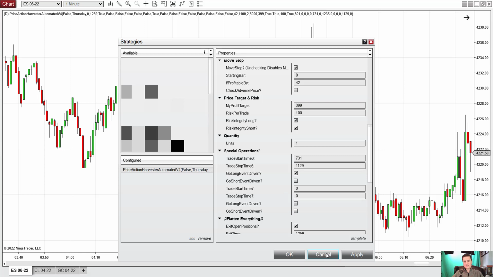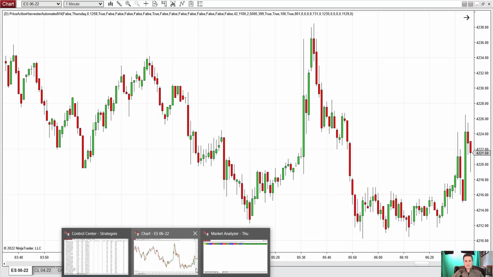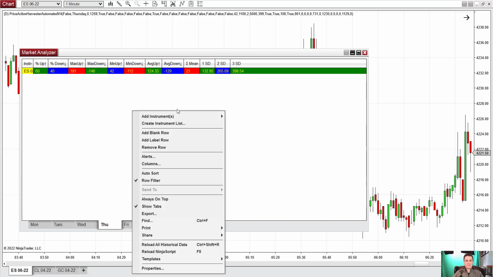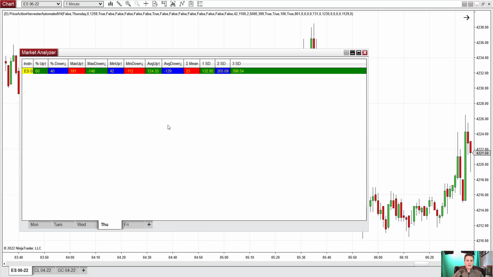Well, let's cancel this. Let's go back to the actual data from Market Analyzer. That is going off of my add-on indicator, which I've added. So you'll see here under 3SD, that's 3 standard deviations, is 398.54. This is in ticks. So I took the extreme, 399. That's what I put in.